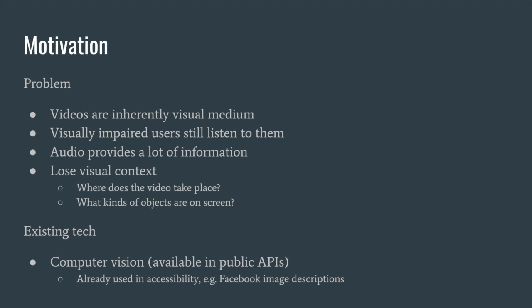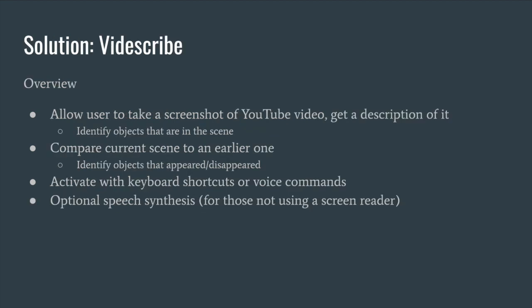And we're leveraging existing technologies here in computer vision, which have become available in publicly accessible cloud services such as through Amazon or Facebook or Google. And this kind of thing is already used for accessibility purposes. For example, Facebook uses this to automatically generate image captions, which we saw earlier in the course. So using these things, we present the solution of Videscribe.